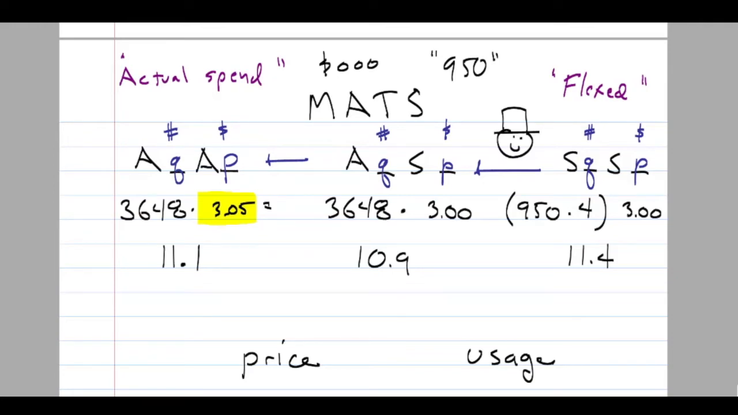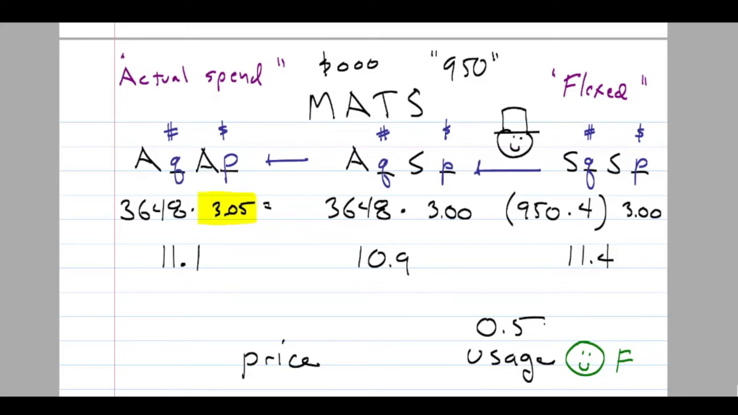When we produce 950 widgets, we should use 11.4 thousand worth of material. We used 10.9 worth of material. So look at that. That's good news. We used less than expected. So right away we see that we have a favorable variance. And if we compare the 11.4 SS to the 10.9 AS, we see that the usage variance is 0.5 favorable.